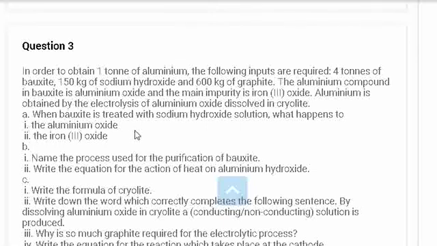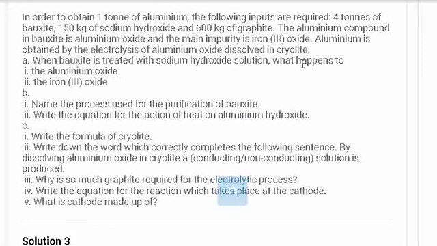When bauxite is treated with sodium hydroxide solution, what happens to the aluminium oxide and the iron oxide? Name the process used for the purification of bauxite. Write the equation for the action of heat on aluminium hydroxide. Write the formula of cryolite. Complete the sentence: by dissolving aluminium oxide in cryolite, a conducting sodium solution is produced. Why is so much graphite required for the electrolysis process? Write the equation for the reaction which takes place at the cathode. What is the cathode made of?